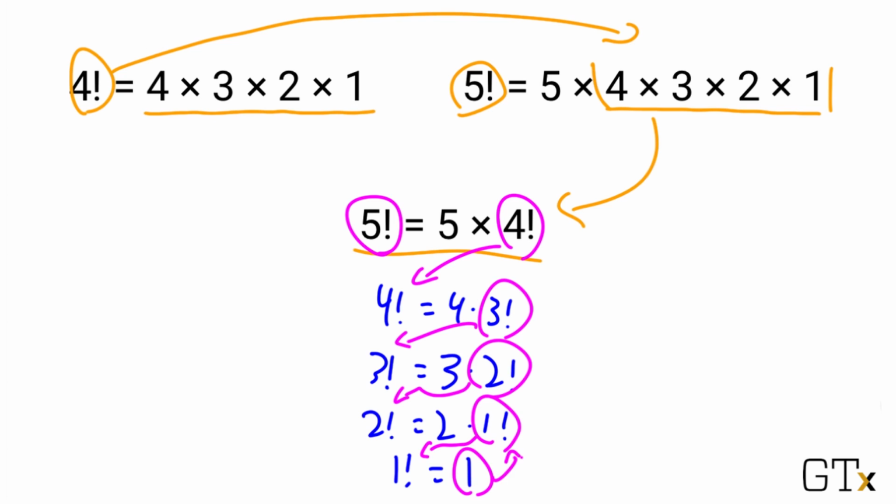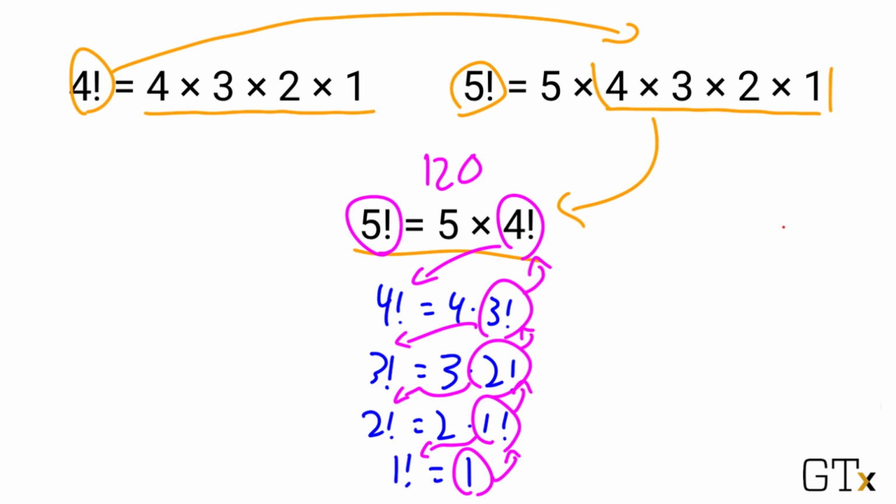So 1 replaces 1 factorial, and we get 2 times 1, which is 2. So 2 replaces 2 factorial. 3 times 2 is 6. So 6 replaces 3 factorial in 4 times 3 factorial, which is 24. And so 24 replaces 4 factorial in 5 times 4 factorial. And so our answer is 120.